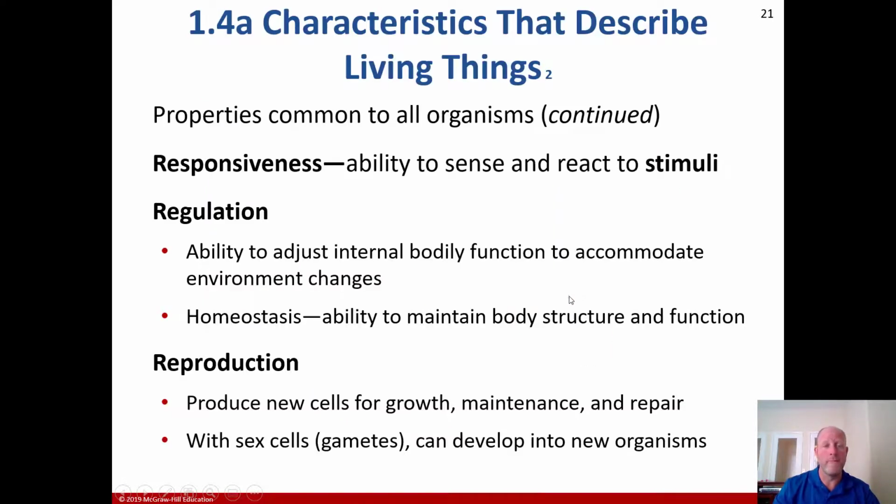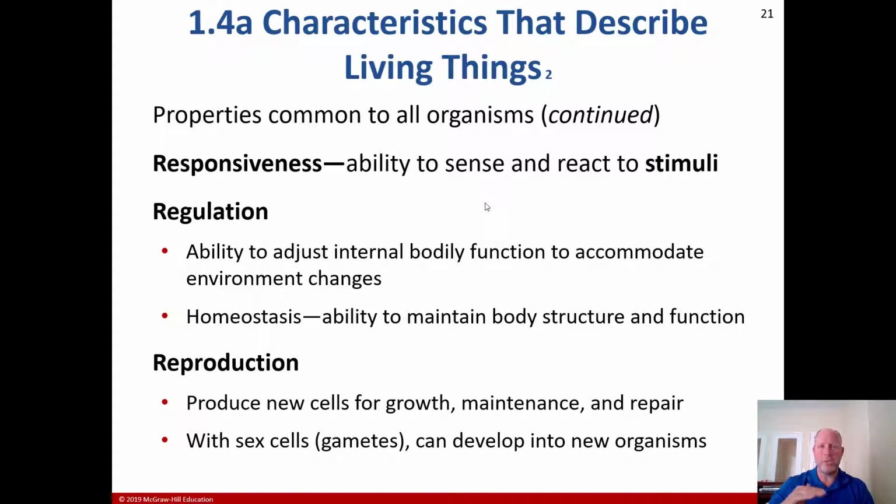Characteristics that describe living things, properties that are common to all living organisms. Responsiveness, the ability to sense and react to stimuli. How well they do it is going to depend upon a lot of things, right? Regulation, the ability to adjust internal bodily functions to accommodate environment changes, and how efficient and effective that regulation is. Homeostasis is the ability to maintain body structure and function. That is an area we'll be covering extensively over the course of this entire course. Talking about it very lightly here in chapter 1, but it's actually in section 7, we'll talk about homeostasis a little bit more.